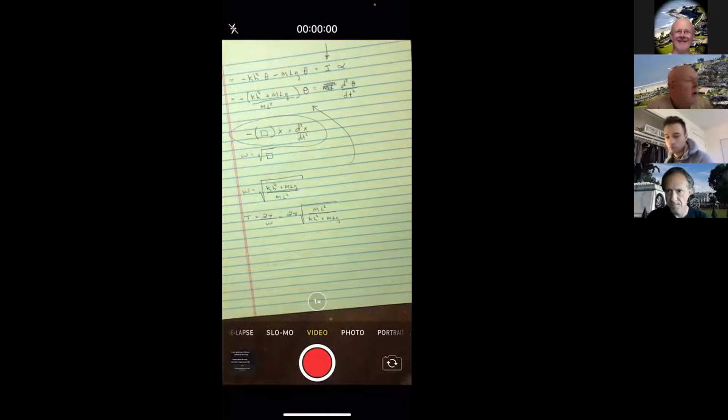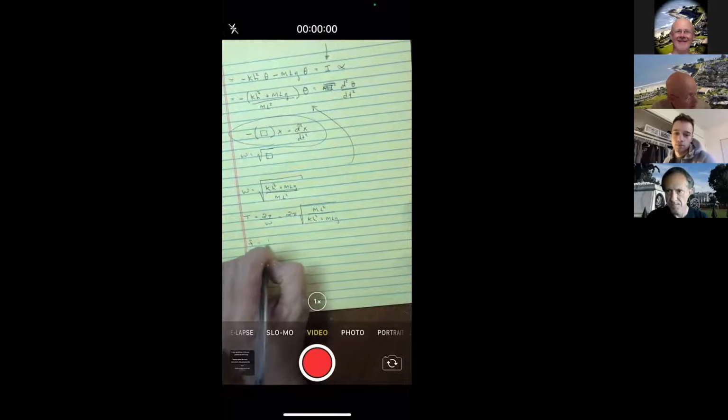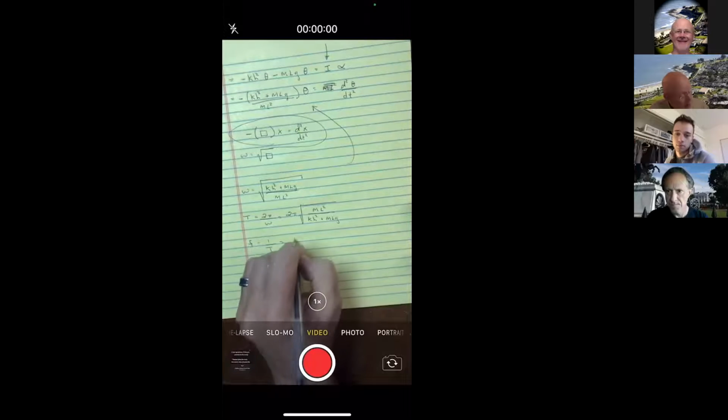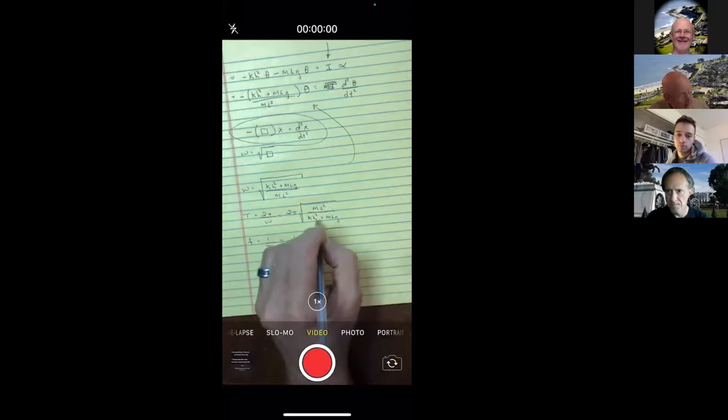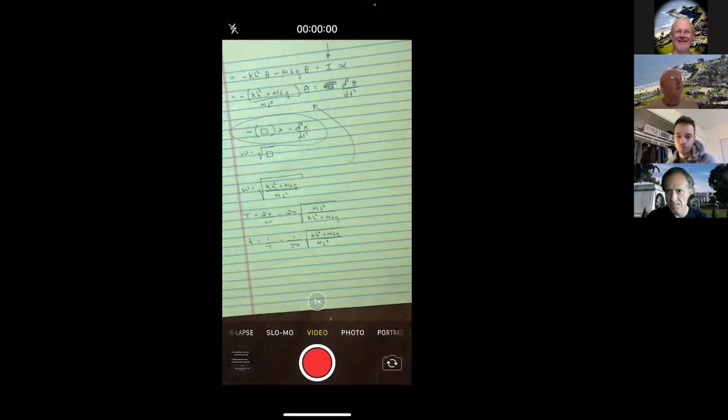Let me go back to the question. What are we looking for? Pretty sure it's just the frequency. So the frequency, which is the reciprocal of the period, would then be 1 over 2 pi times the square root of kh squared plus mlg over ml squared. I think I answered it, hopefully correctly. Let me see what the solution guide says. Yeah, I'm pretty sure that was in the solution.